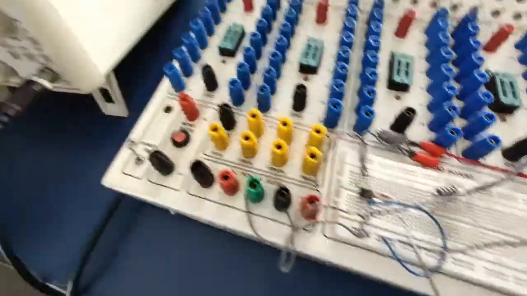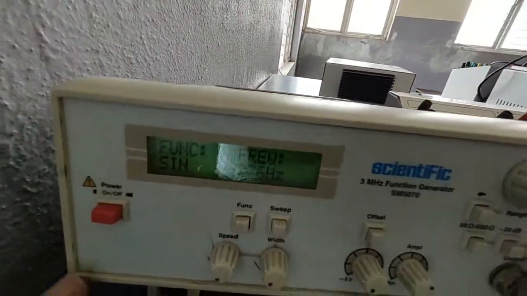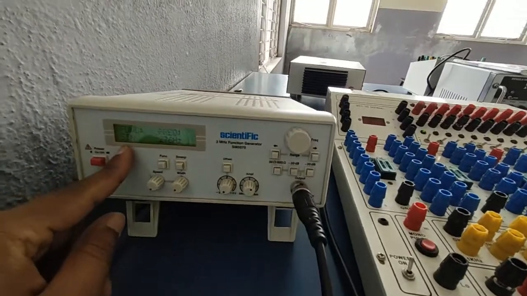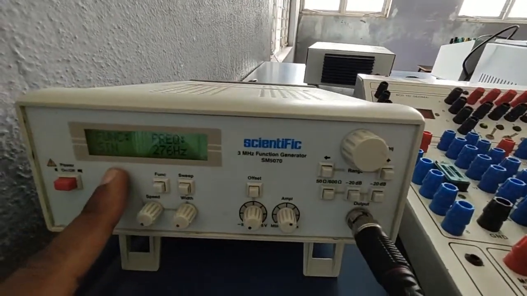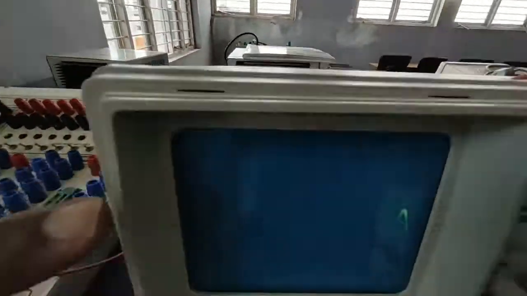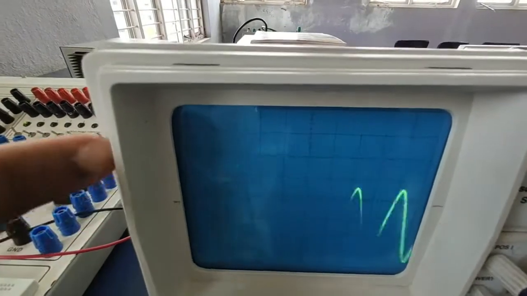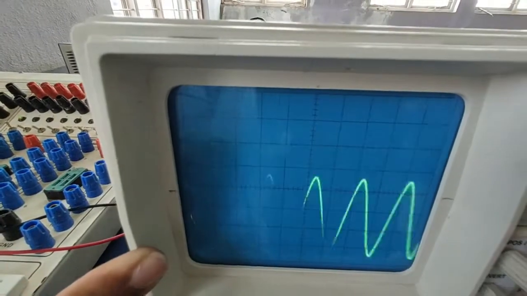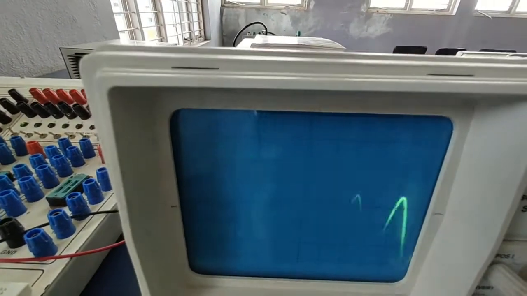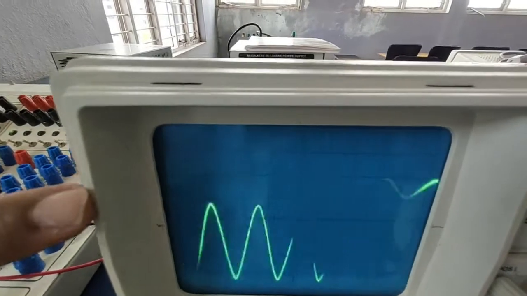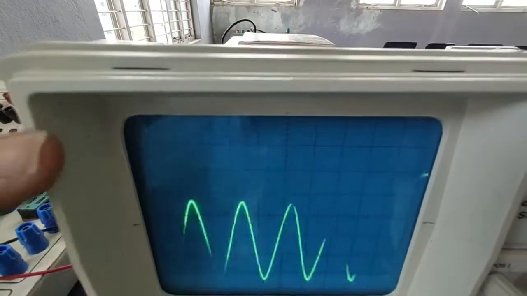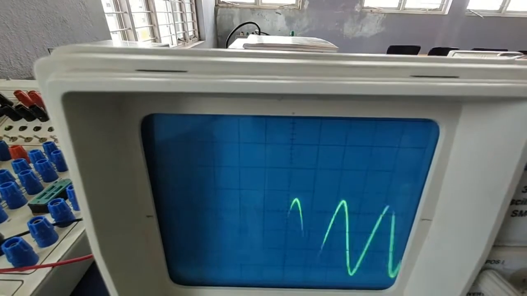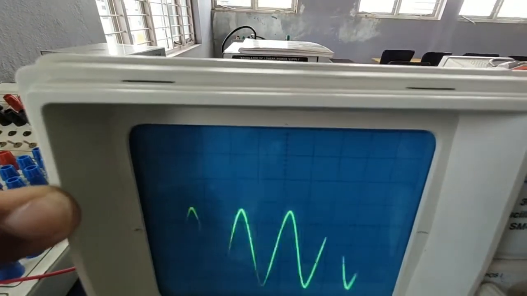The input to the circuit is given from the signal generator with sine waveform, and it is of voltage 1 volt peak to peak. The first waveform is the input waveform and the second waveform is the output waveform. As you can observe in the CRO screen, the first and second are reverse. I mean to say the second output waveform is inverted with respect to the input waveform.